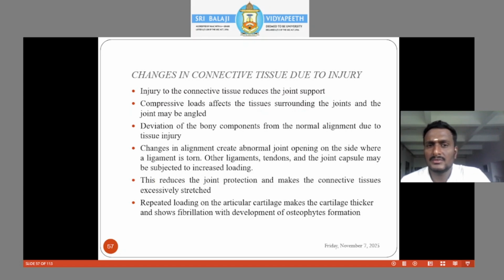Due to injury, compressive loads to the tissues surrounding the joints may be angled. So any deviation in the bony components, that is partial deformity or malalignment, is going to cause injury to the tissues.